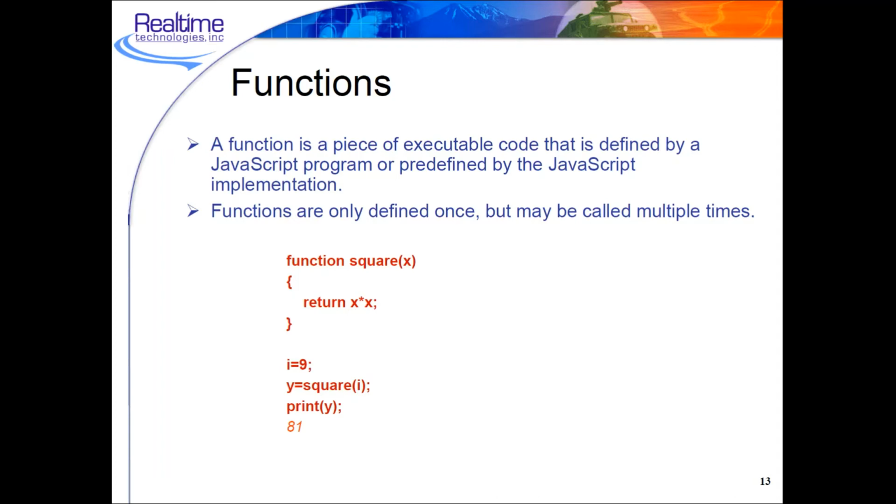So we set an integer I and set it equal to 9. And then we set y equal to square of I, and then we printed y, and that gave us the value of 81. Any questions on functions?